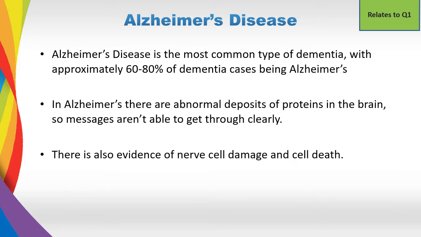Alzheimer's disease is the most common type of dementia, with approximately 60 to 80% of dementia cases being Alzheimer's disease. In Alzheimer's, there are abnormal deposits of protein in the brain, so messages aren't able to get through clearly. There is also evidence of nerve cell damage and cell death.